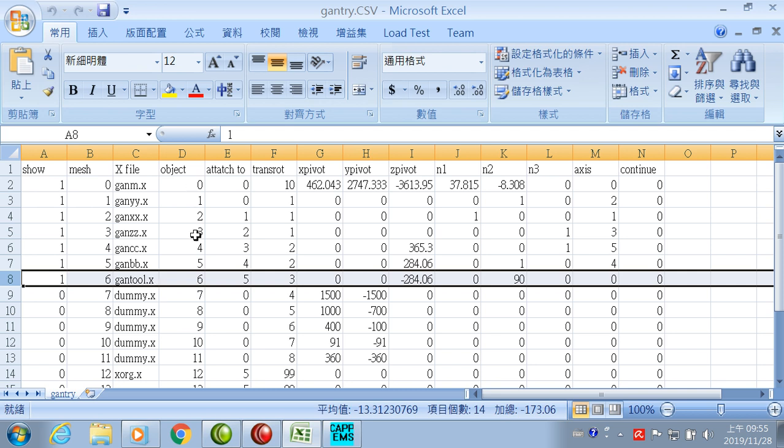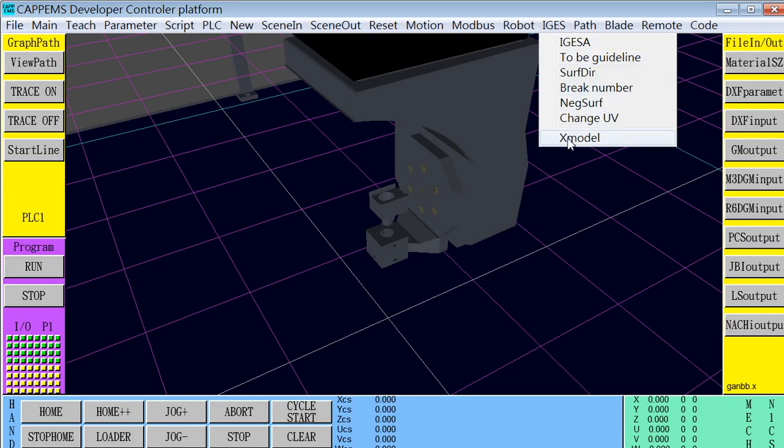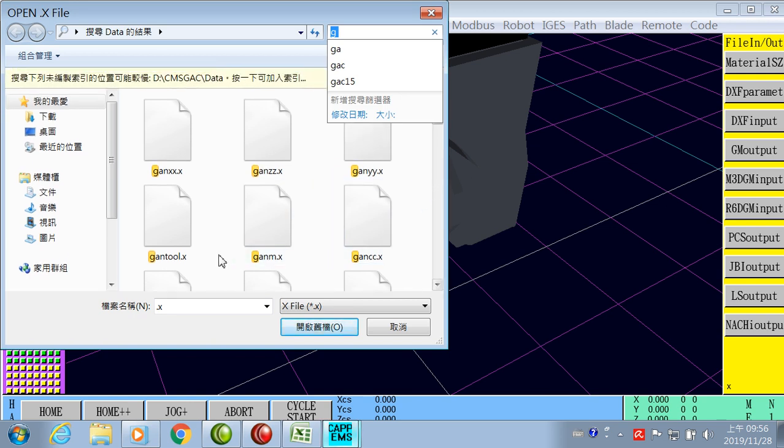Gantry.x is object 6 attached to 5. Fifth object attached to fifth object is the b-axis. The translocate 3 means this is a tool. 0, 0, minus 2A4.6 to the TCP points. Again, tool.